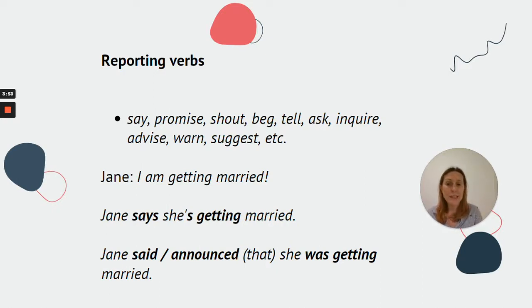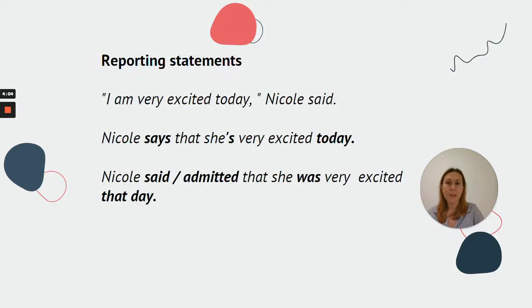Let's take a look at this example. "Jane says, I'm getting married." Or Jane said or announced that she was getting married. Let's take a look at this example as well. "I am very excited today," Nicole said. Nicole says that she's very excited today, no backshifting, or Nicole said or admitted that she was very excited that day, with backshifting.